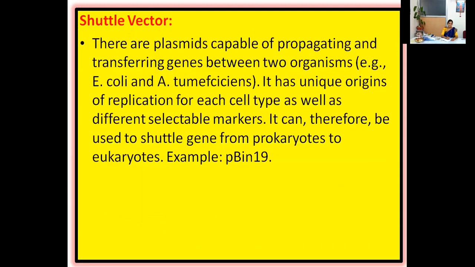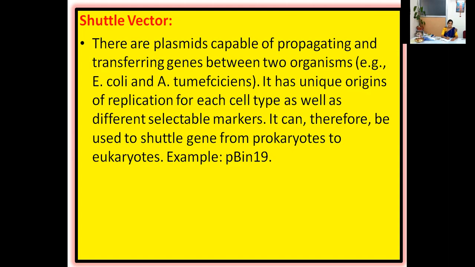Now coming to the shuttle vector. These are plasmids capable of propagating and transferring genes between two organisms, for example, E. coli and Agrobacterium tumefaciens. Here two organisms are there. A single vector that can replicate in both E. coli and Agrobacterium tumefaciens is known as a shuttle vector.